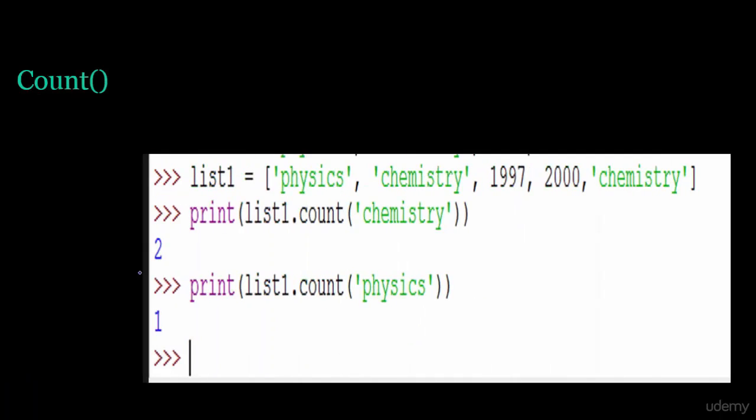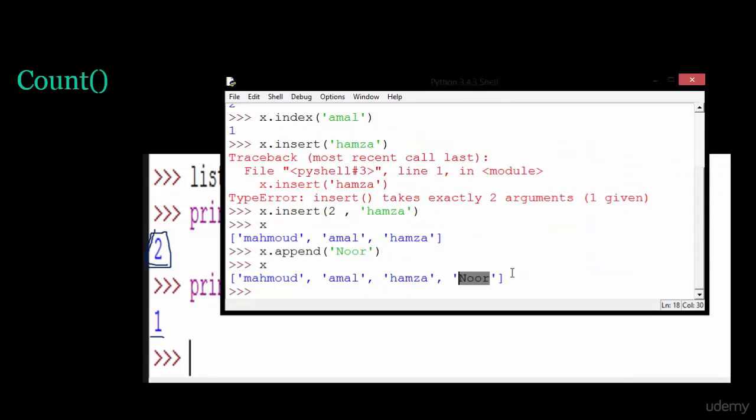Okay, count tells how many times this value is repeated. If we look here, we can see that there is a chemistry here and there is a chemistry here. If we type list1.count chemistry, we get 2 because chemistry is repeated 2 times. But if we said list1.count physics, we get 1 because there is only 1 physics. Let's try this. I'll append another value here.